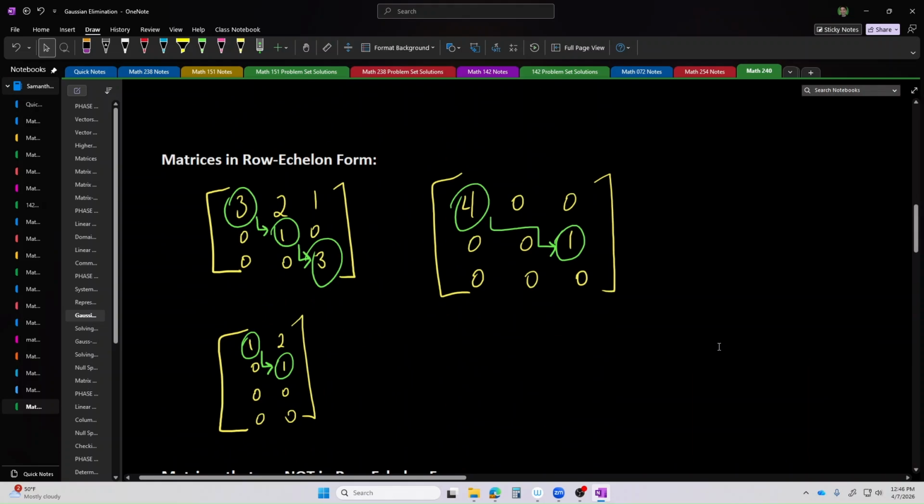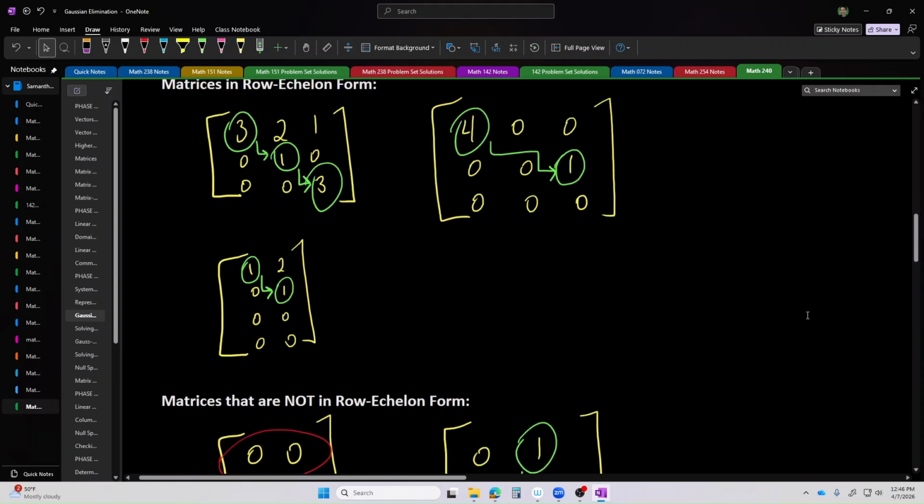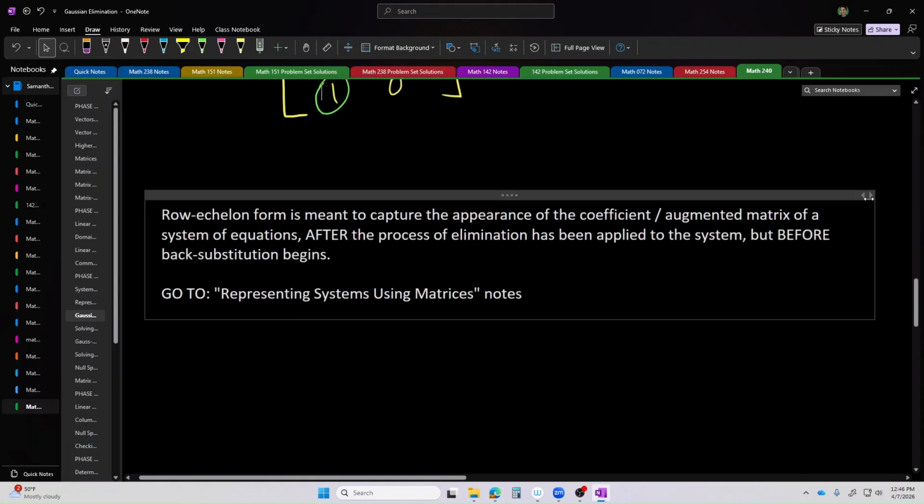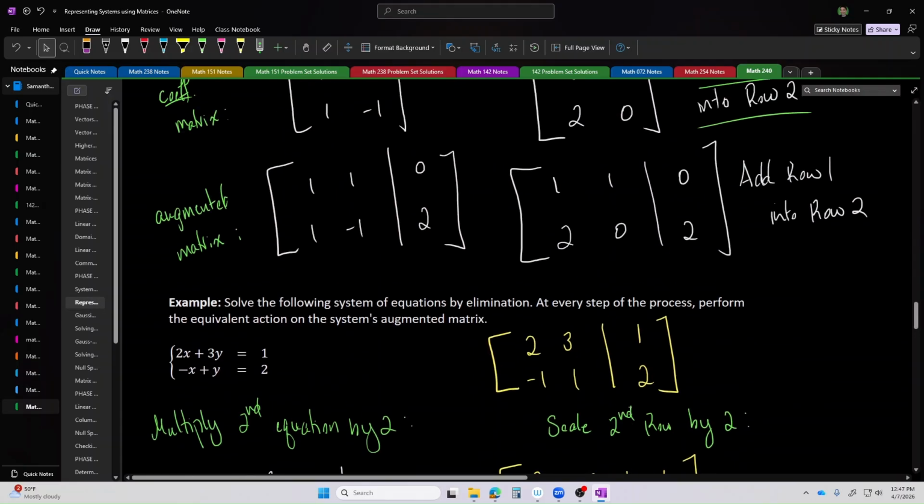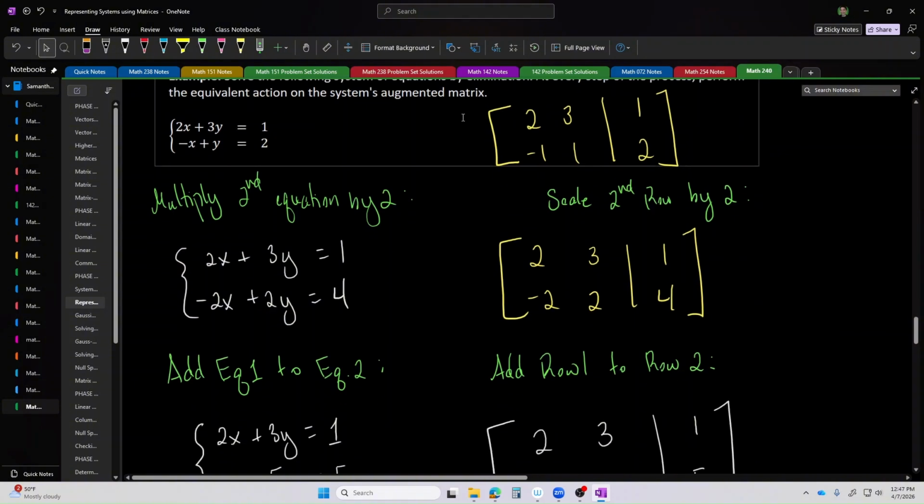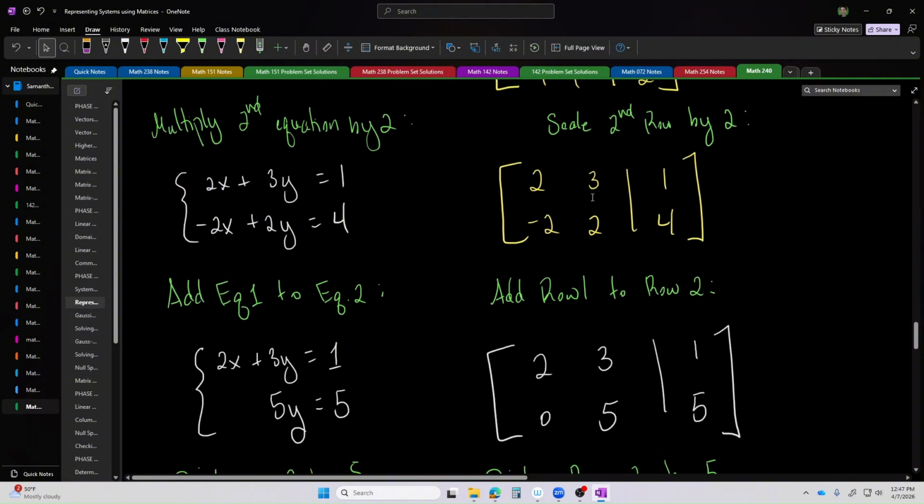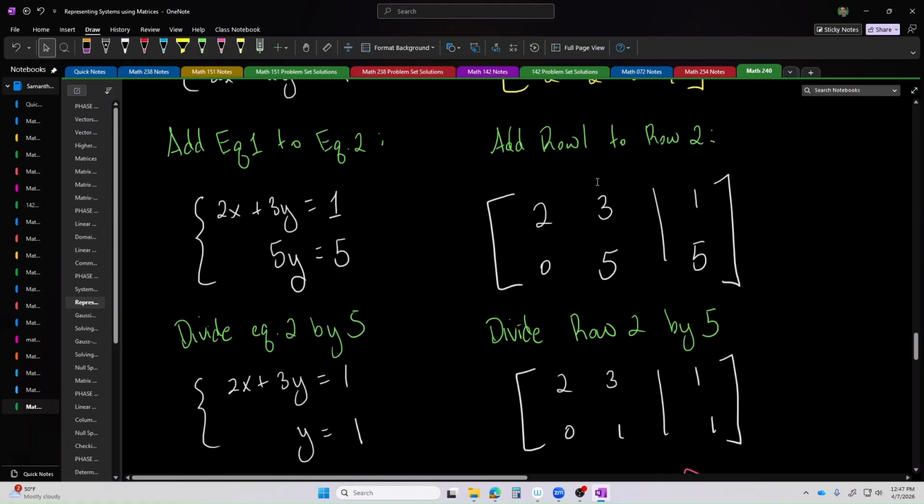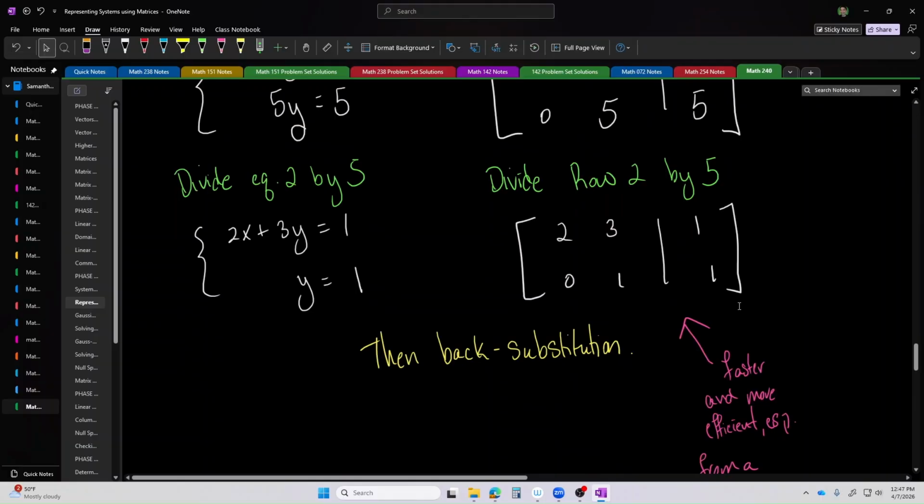So these might seem like strange rules, but the reason that we have defined row echelon form in this way is that row echelon form is meant to capture the appearance of the coefficient matrix slash the augmented matrix for a system after the process of elimination has been applied to the system. So for example, if I go back to the previous lesson, when we were solving this system of equations by method of elimination, we did the usual elimination steps to the system. We tracked the corresponding effect on the augmented matrix on the right-hand side.